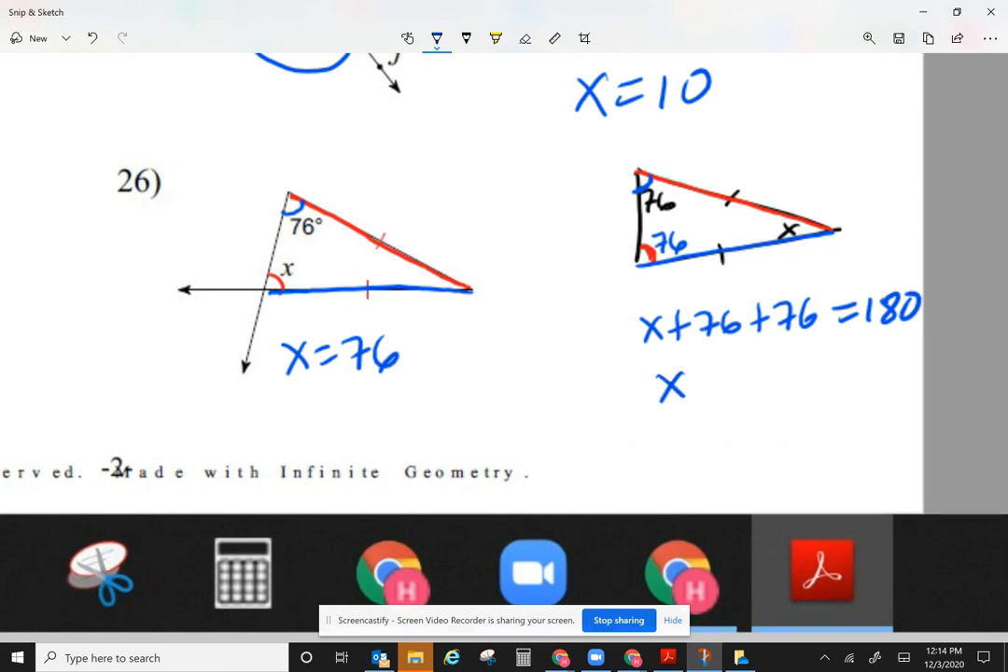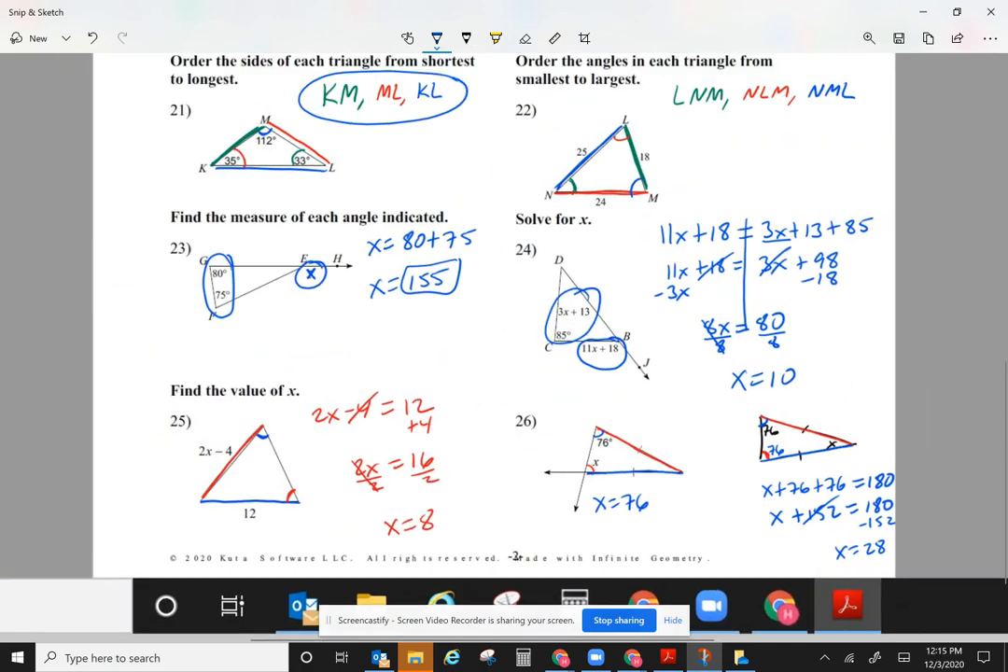Obviously, how to solve this out? 76 plus 76, that's what? 152. And this is equal to 180. Let me subtract 152. X in this case is 28. So once again, be careful on the two angles that I give you. So you should be good for the test.